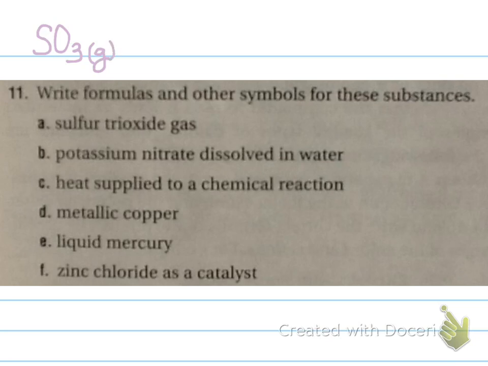Potassium nitrate dissolved in water. Dissolved in water is talking about it being an aqueous solution. Potassium nitrate is an ionic compound, so I'm going to write symbols, charges, crisscross, make sure it's the lowest whole number ratio. My symbol for potassium is K. It has a charge of +1. Nitrate is NO3, charge of -1, so it's just going to be KNO3. And it's dissolved in water means I'm going to put an AQ behind it.